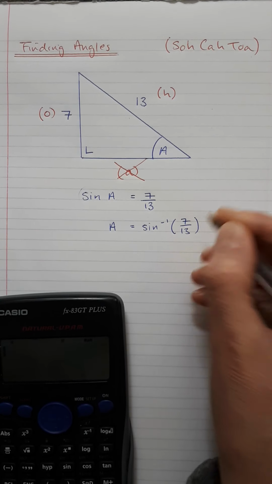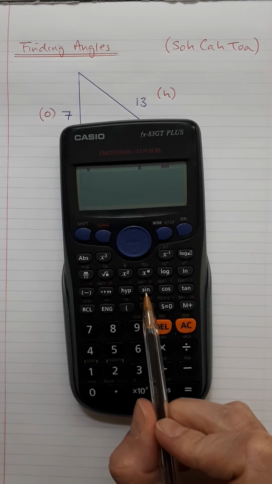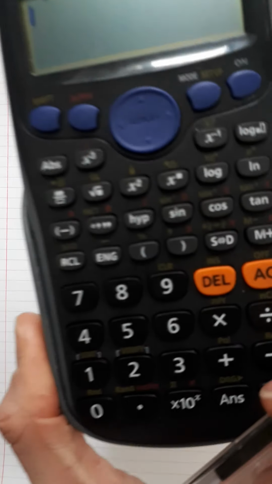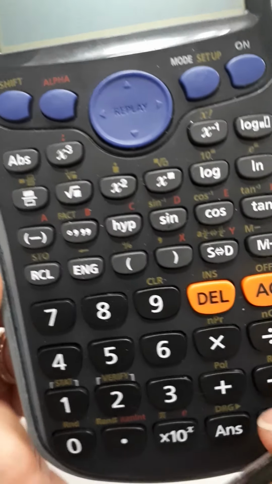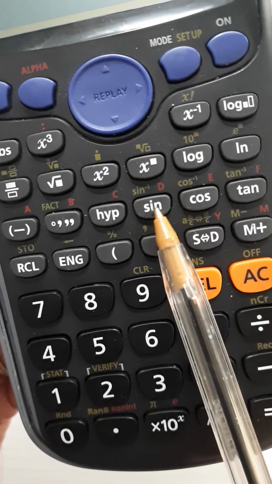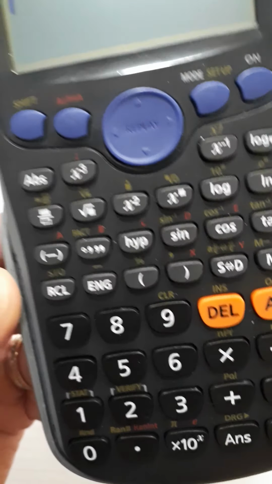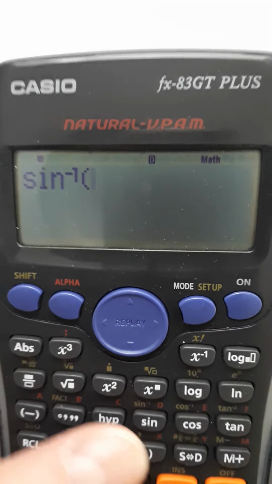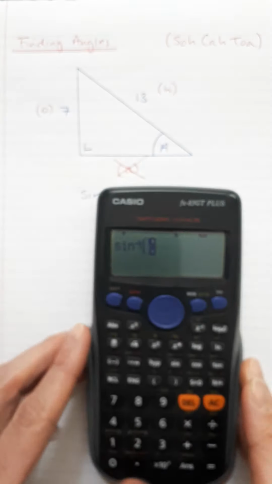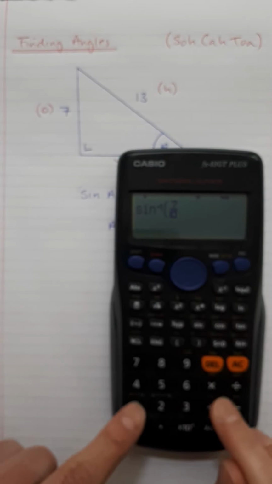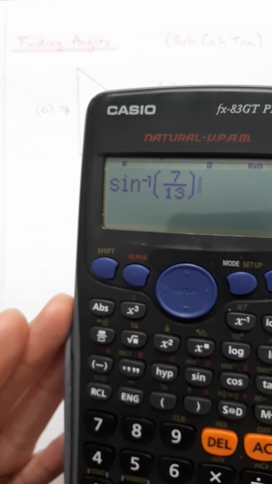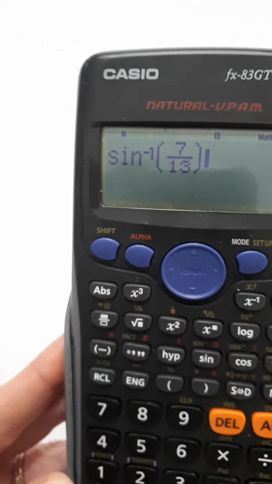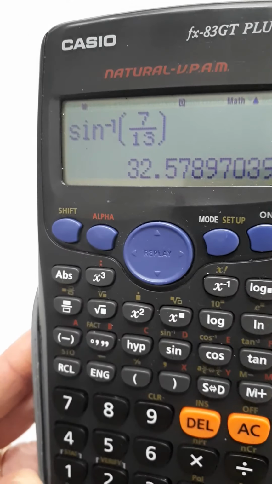And where you find that is when you go to your sine button here, above it, the yellow writing, you can see it there, try get it zoomed and focused. There we go. So we've got sine is here, but sine minus 1 is right above it. So to get that, you're pressing shift and sine. That pops up onto your screen. Press your fraction button, put in your 7 over 13, arrow forward, close bracket. So we've got sine inverse, sine minus 1 of 7 over 13, and it gives us 32.57 degrees.